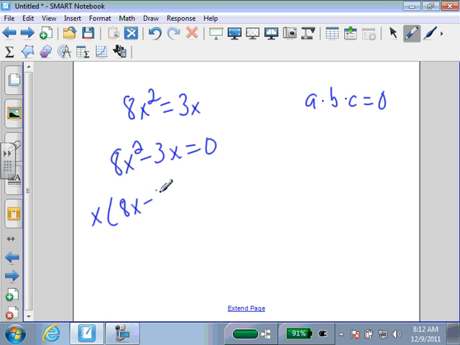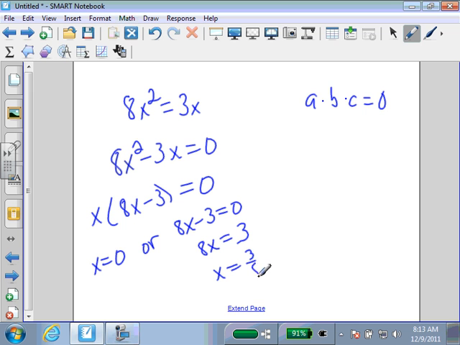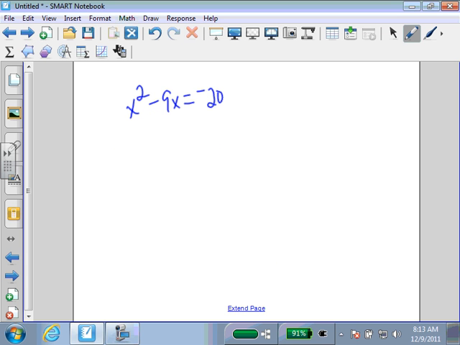So now I can say, since x times the quantity 8x minus 3 equals 0, then either x equals 0 or 8x minus 3 equals 0, which means in order for the original equation to be true, x would have to either be 0 or 3/8. Again, if you factor the x out and try to say each of them equals negative 20, you're going to end up with garbage. Best to move all the terms to one side.